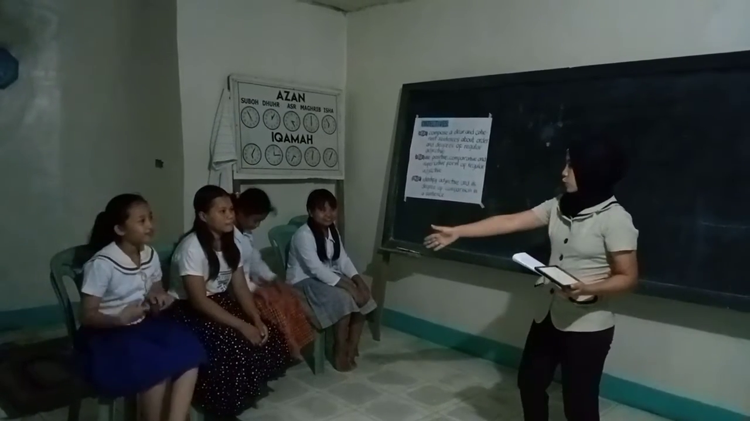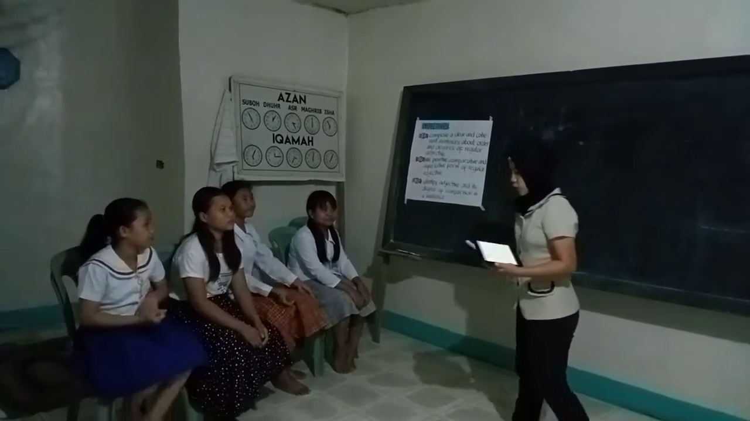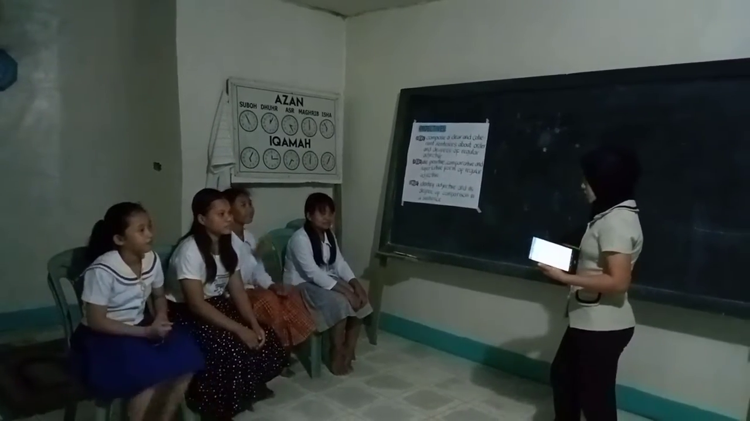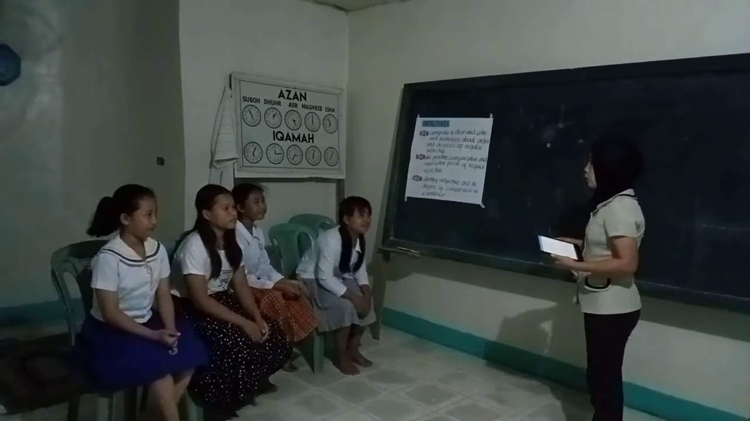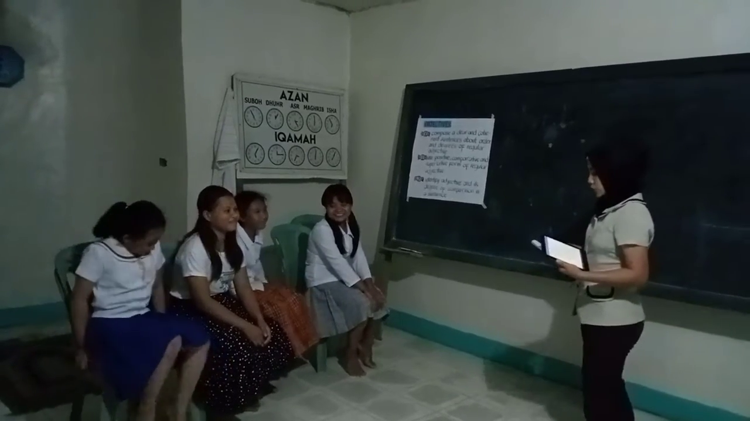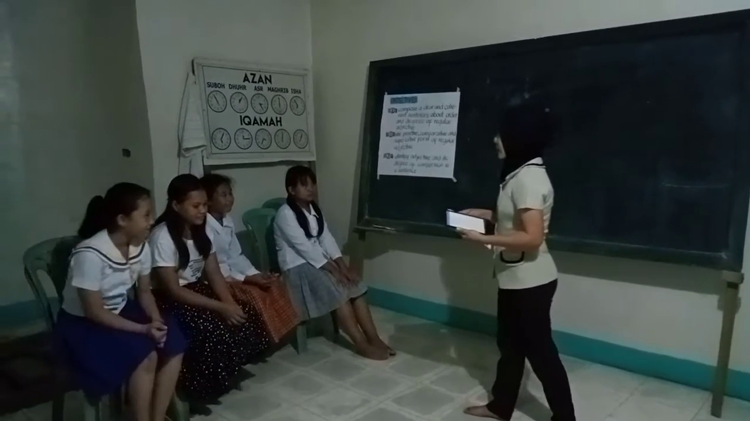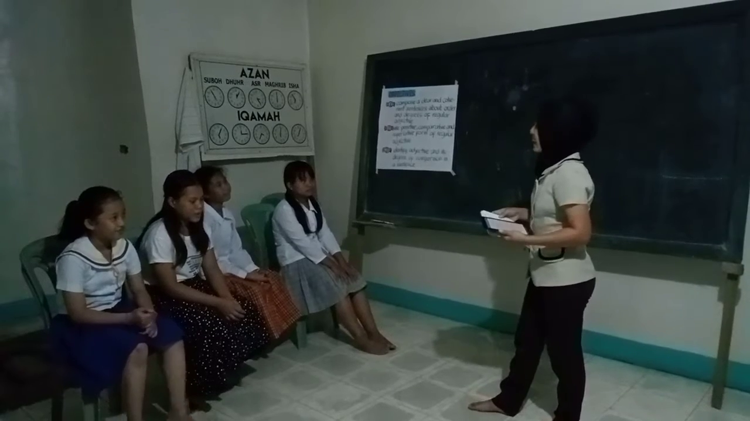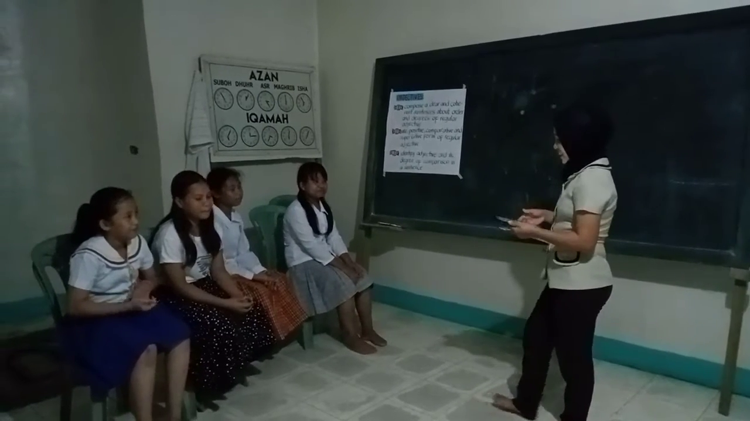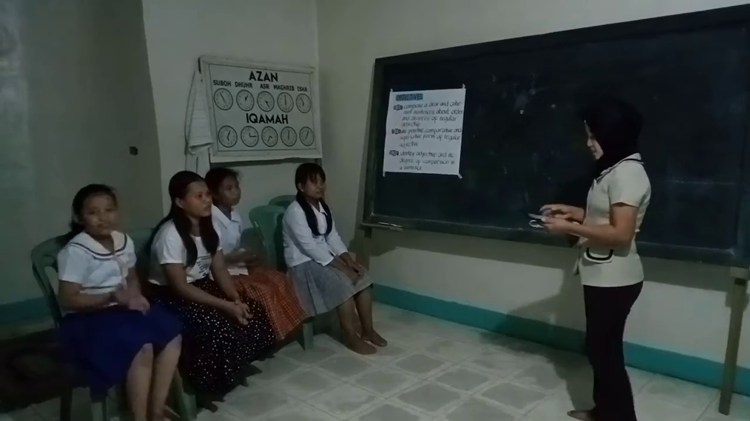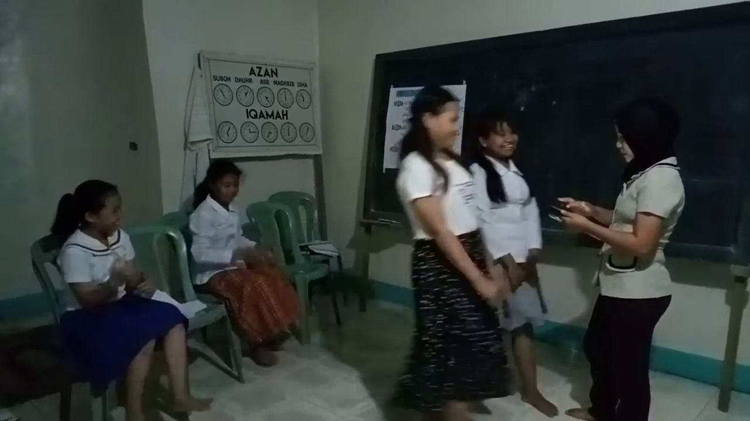Now let's have an activity. You will be divided into two groups, group 1 and group 2. You will choose who will be your leader. Now I will be the one to whisper the word to your leader, and all you have to do is relay the message in your group. After that, the last person will go back to me and tell me the word. The group with the correct word will be declared the winner. Are you ready? Yes, ma'am. Okay, let's start. May I call on the leaders of each group?